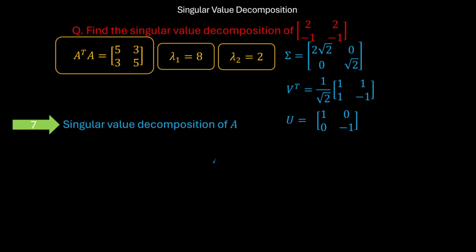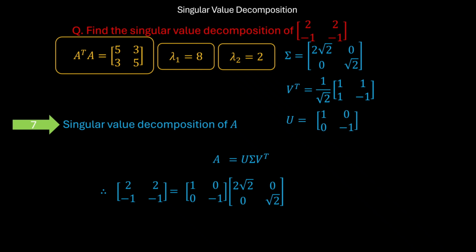Now, putting it all together, we write the singular value decomposition of A. We had A is equal to U times sigma times V transpose, which gives us this. Leaving it to you to multiply and verify the answer.